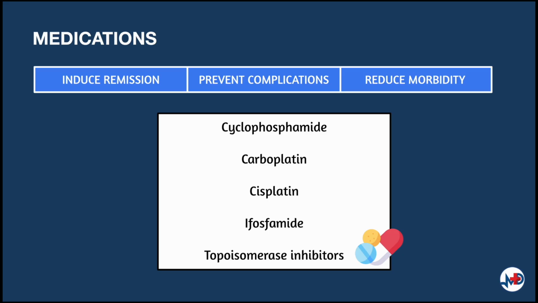Cisplatin is a platinum-containing compound that exerts an anti-neoplastic effect by covalently binding to the DNA with preferential binding to the N7 position of guanine and adenosine. Ifosfamide is a nitrogen mustard alkylating agent that inhibits DNA and protein synthesis. Last but not least, topoisomerase inhibitors such as irinotecan, topotecan, and doxorubicin.